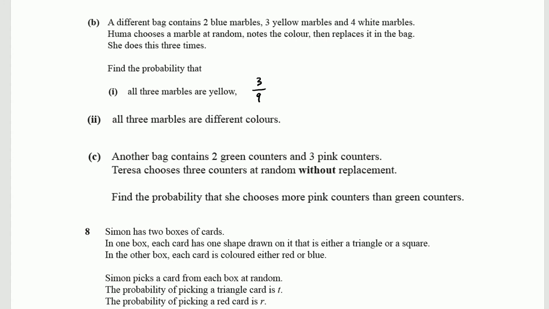She wants 3 out of 9 the first time, the second time, and the third time. So we're going to times this by itself 3 times. And that comes out as 1 out of 27. Now the next part is tricky. All 3 marbles are different colours. She needs a blue, she needs a yellow, and she needs a white. And they all get timesed together because they're all different colours.